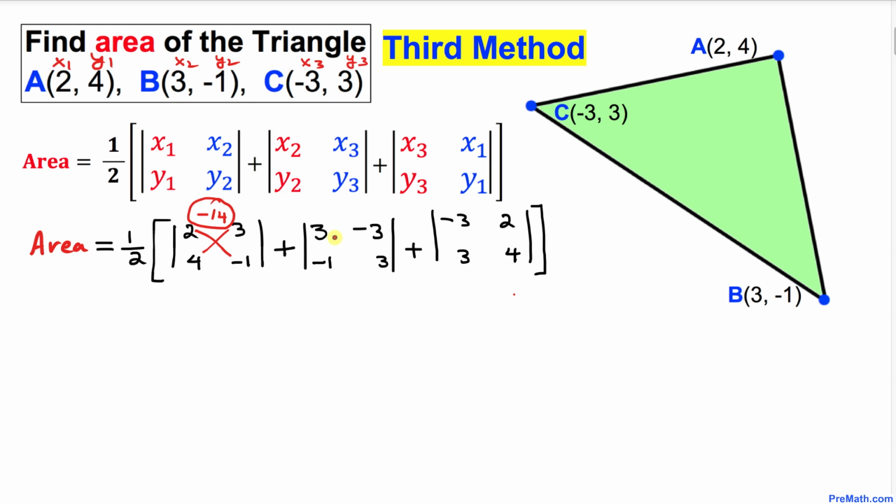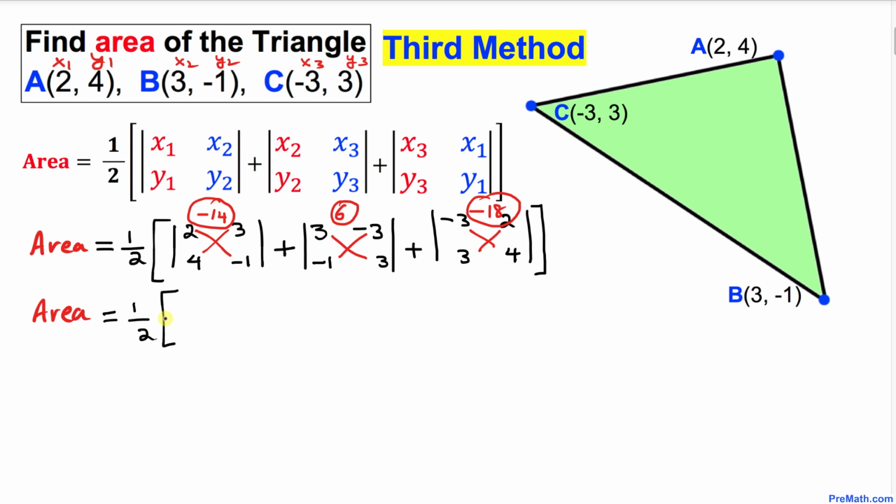Now let's go ahead and find the value of this next determinant. 3 times 3 is 9, and then we always put a minus sign. Let's cross multiply this way. -3 times -1 is +3. So 9 minus 3 is going to give us 6. So the value of this determinant turns out to be 6. And finally, for this next determinant, we just cross multiply. We got -12 minus 6, and it turns out to be -18. So the value of this determinant is -18.